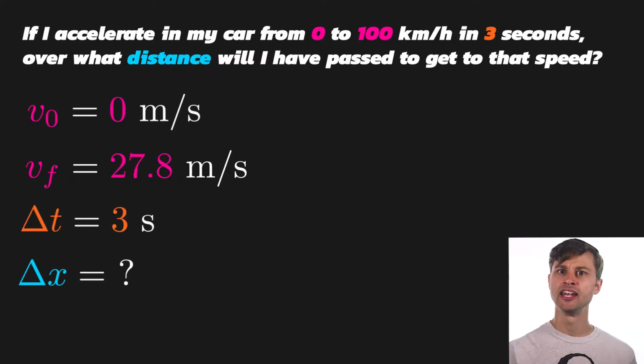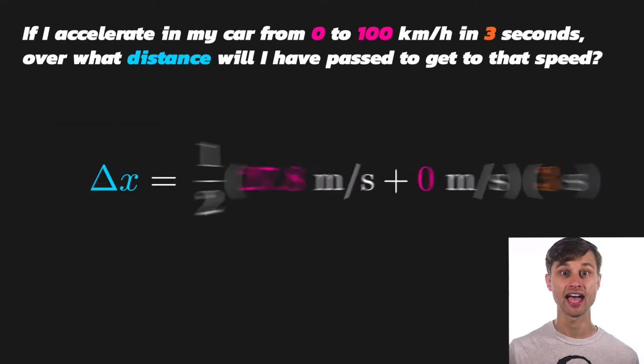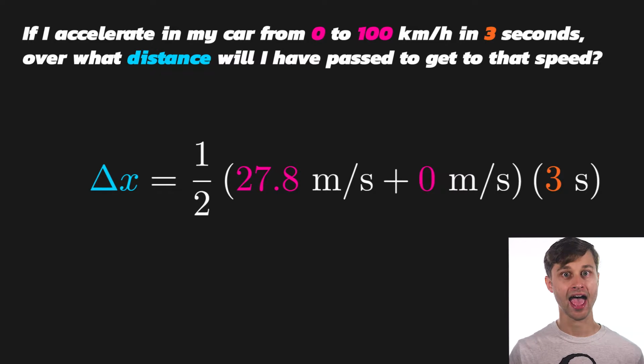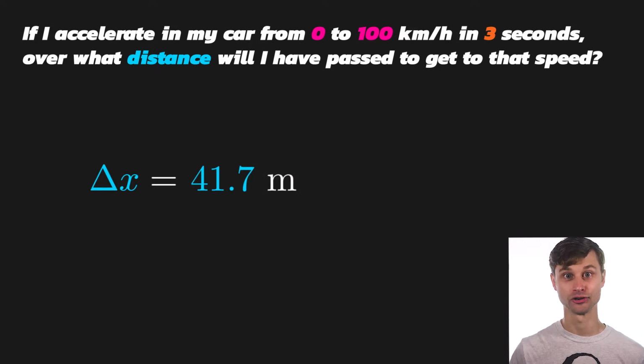So I have an initial velocity, a final velocity, a time, and I want to find a displacement. So this problem is a great candidate for the fourth kinematic equation here. And all I do is just plug in my values. So this becomes delta x is equal to 1/2 times v final, which is 27.8, plus v initial, which is just 0, times time, which is 3. Reducing all that down, I get a final value for delta x as 41.7 meters. And that's the answer to the first part of the problem.